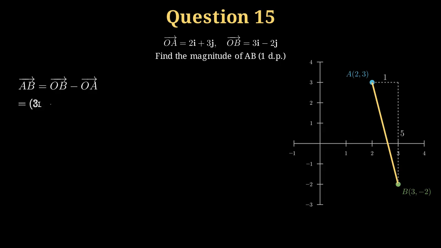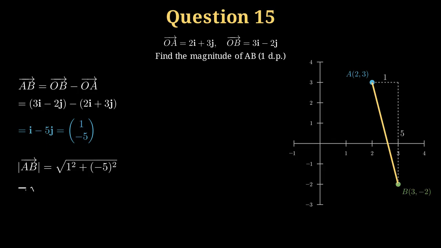To get AB as a vector, we do OB minus OA. That's 3i minus 2j minus 2i plus 3j. 3i minus 2i is i, and minus 2j minus 3j is minus 5j. So AB is i minus 5j, or the column vector (1, -5).